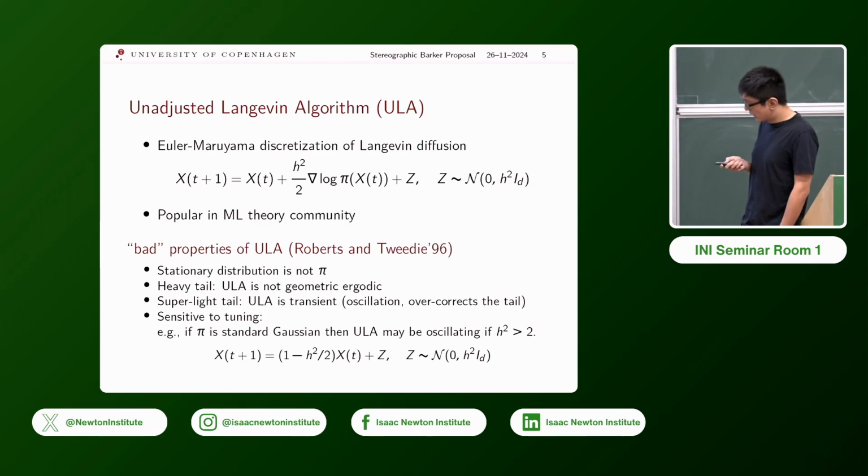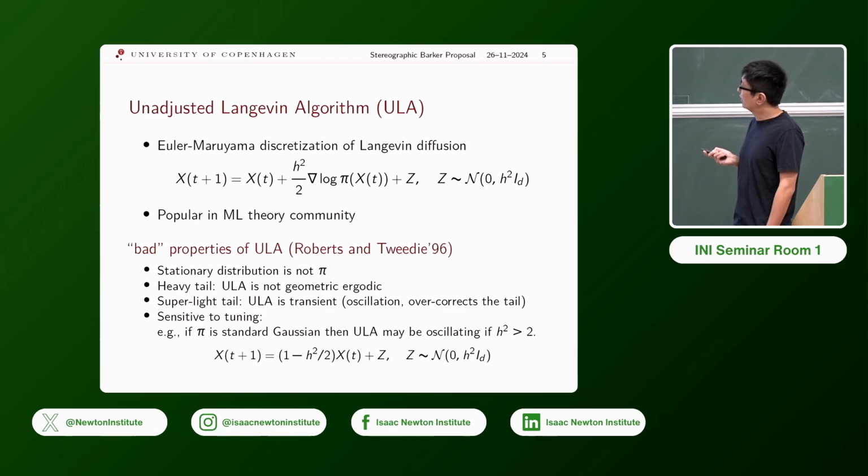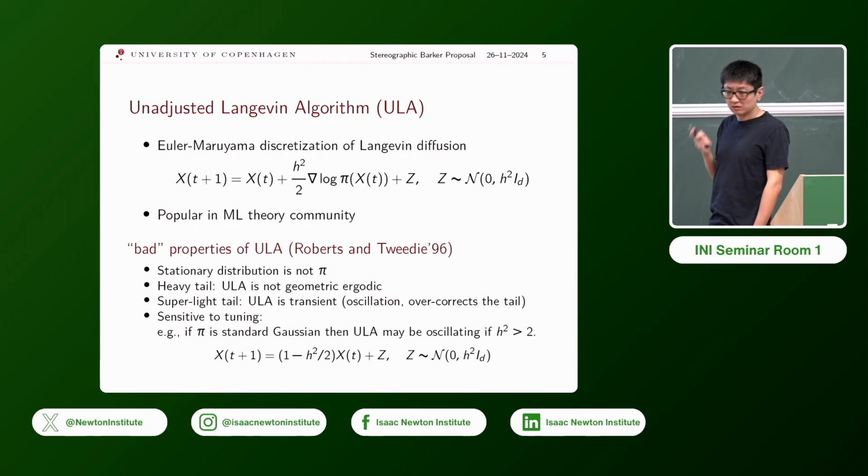The first issue is the stationary distribution of this Markov chain is not your desired target distribution. And this is clear because this is the Euler-Maruyama discretization of Langevin diffusion. And the second issue, if your target has a heavy tail, then at the tail region, this gradient term is too small, so it kind of disappears. So the behavior of this Markov chain really becomes a random walk. So the convergence of this ULA is very slow, so it's not geometrically ergodic.